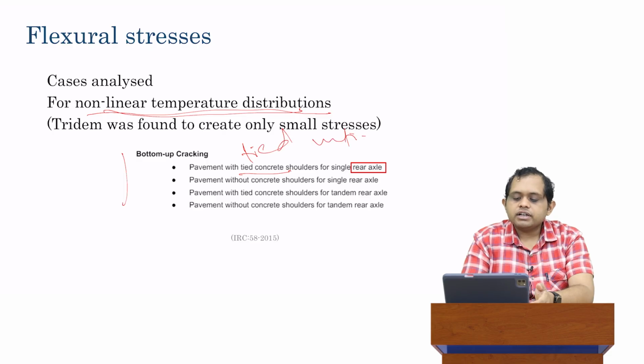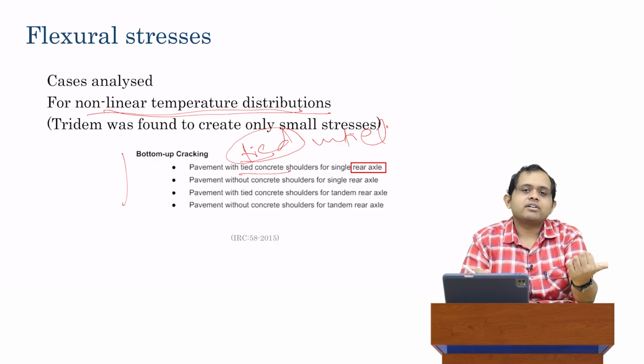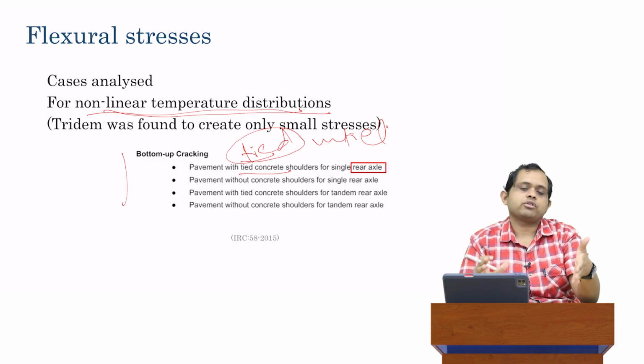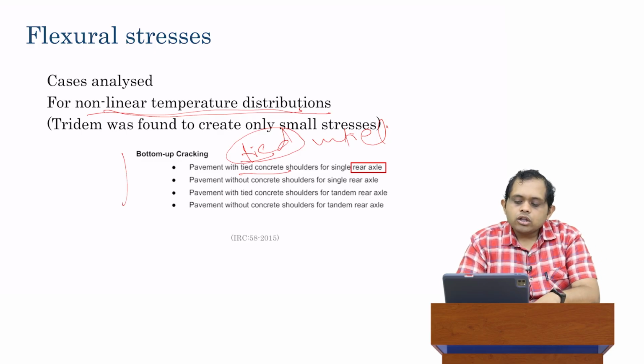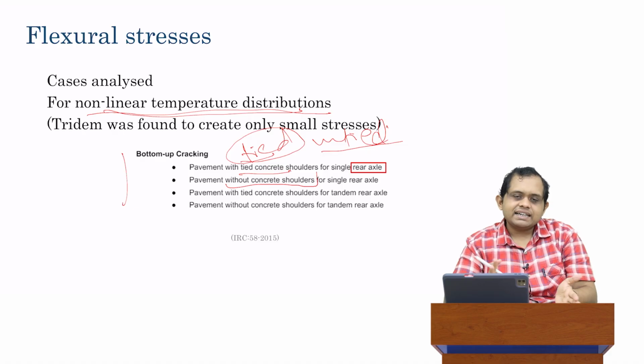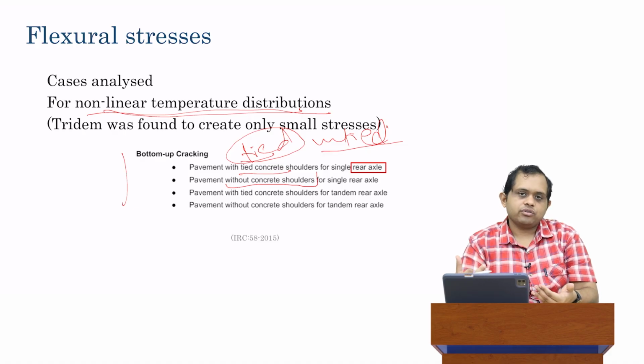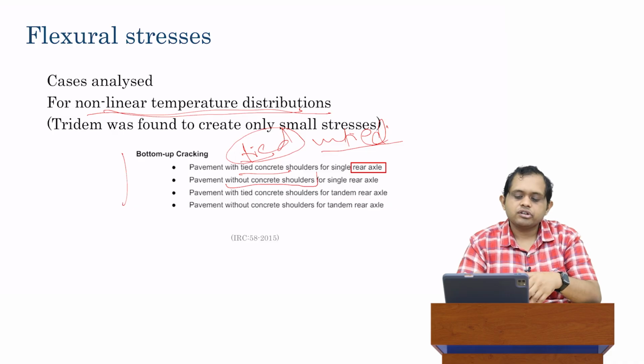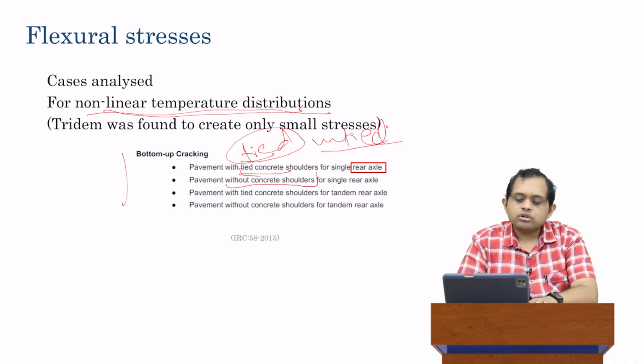I had mentioned this in an earlier lecture. The way IRC 58 writes it, if it's a tied shoulder, it writes tied concrete shoulder, which makes sense because you can only put the tie bars if you actually have concrete there. You don't put tie bars if you have a bituminous concrete shoulder. And if you have untied, it simply calls it without concrete shoulders. I find it a little troublesome to say without concrete shoulders because that can mean with a bituminous concrete shoulder. Generally, I find tied and untied describes the physics or the behavior of the stresses much better than saying with and without concrete shoulders. But nonetheless, the terminology is that tied concrete shoulders means tied and without concrete shoulders means untied.